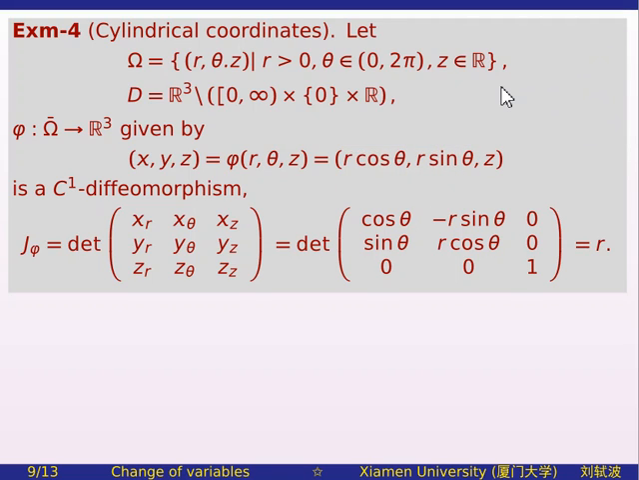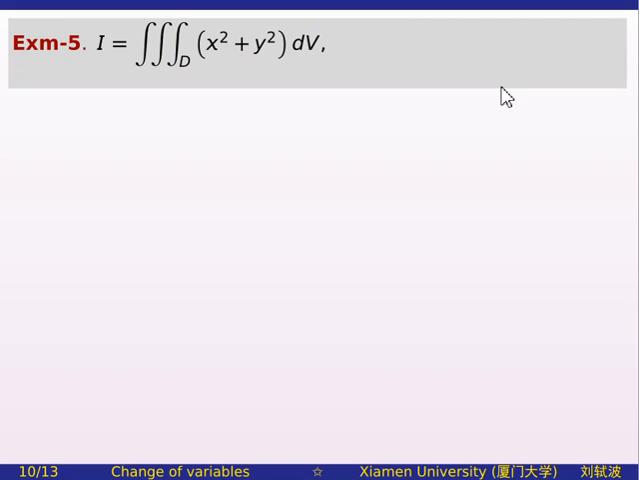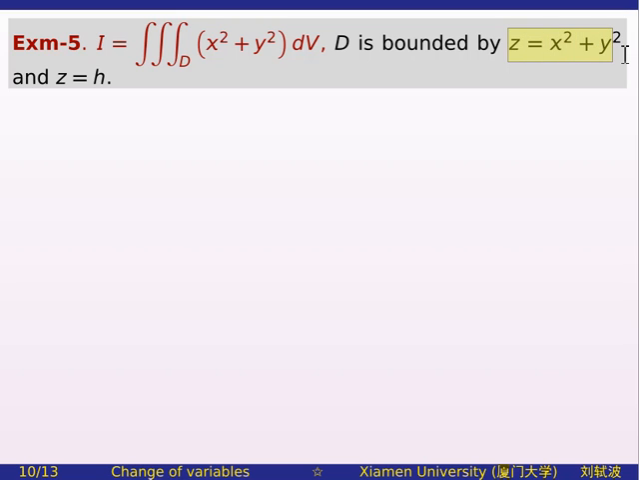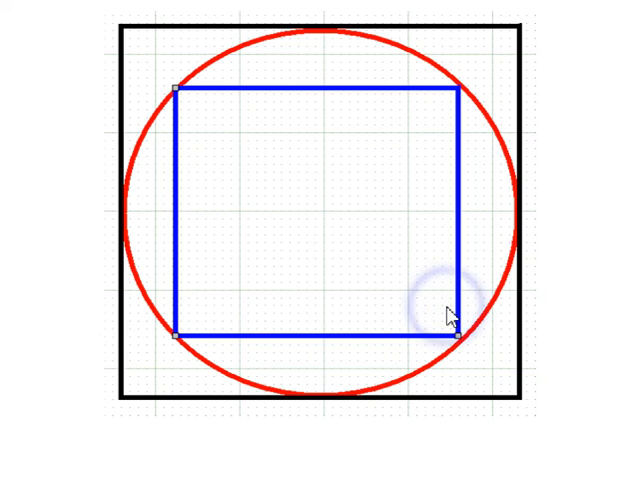Now we consider this example. I is a triple integral. The integrand is x squared plus y squared, and then the integral domain D. What's the D? D is bounded by 2 surfaces. One is z equal to x squared plus y squared, and the other is z equal to h. So z equal to h is a plane parallel to the xy plane, and z equal to x squared plus y squared is the parabola. Okay, so the picture is here.